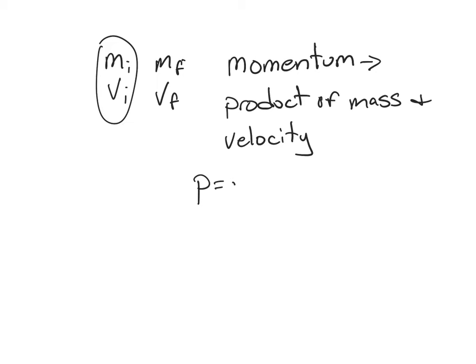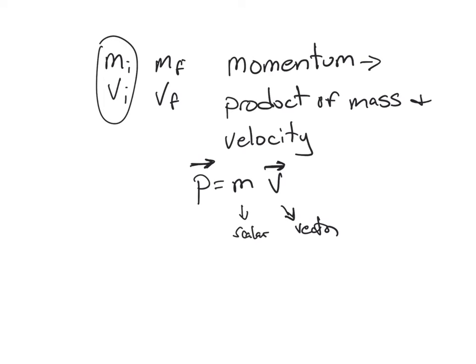Now, because mass is scalar and velocity is a vector, and we can show that it's a vector with a little arrow over it, a scalar times a vector gives us a vector. So momentum is a vector quantity, and that's going to be important to remember. So again, vectors mean direction matters.